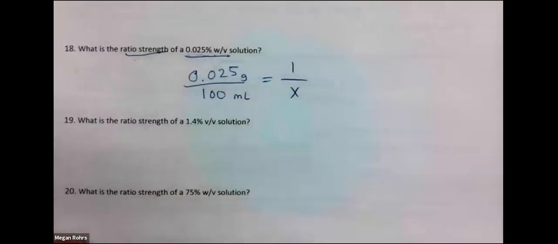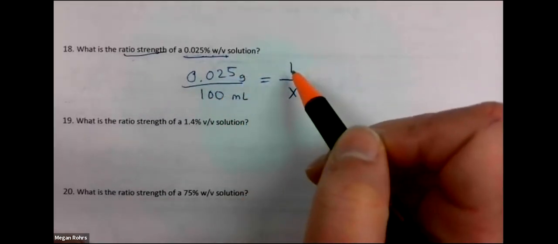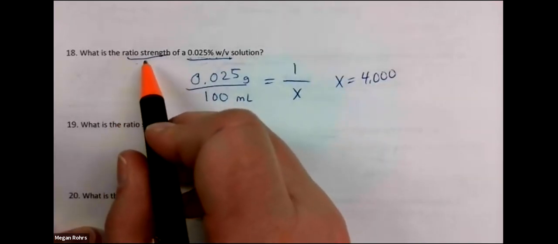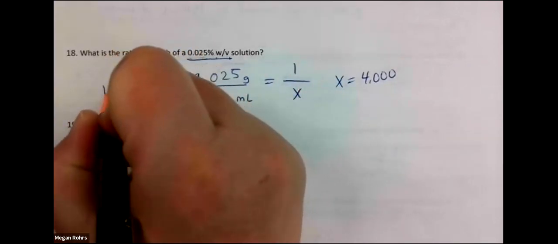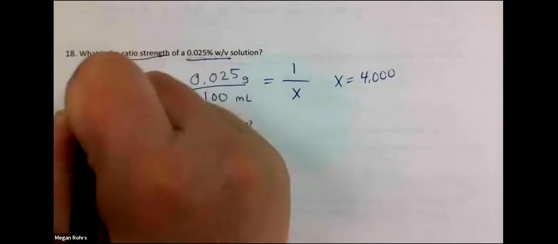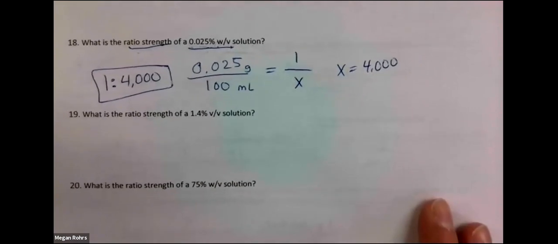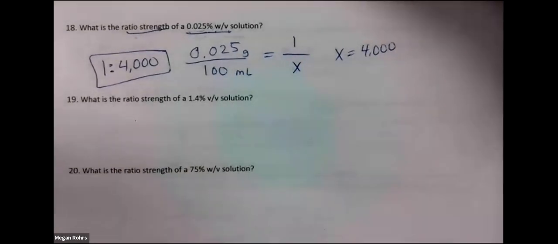That's going to solve for the second part of our ratio. So here I'm taking 100 times 1, it's just 100, and we're dividing that by 0.025, which here gives me 4,000. Now that's my second part of my ratio. Remember, ratio strength, leave your answer in a ratio form. So this would be 1 over 4,000 or 1 to 4,000. Now, with that example, you should be able to solve for number 19 and number 20 as well.